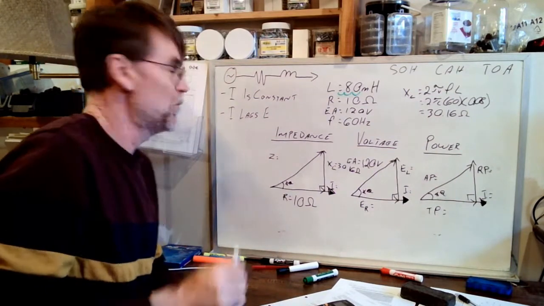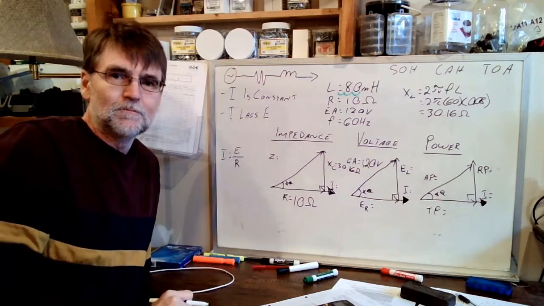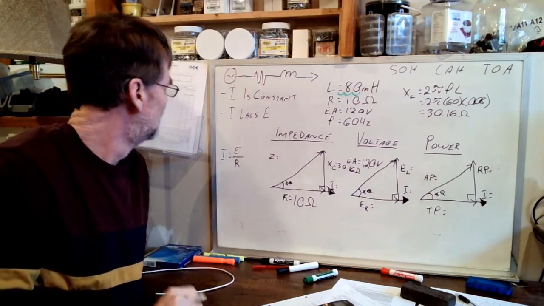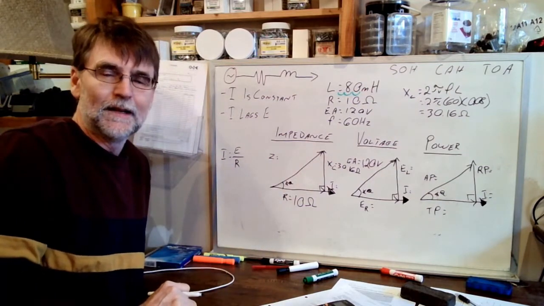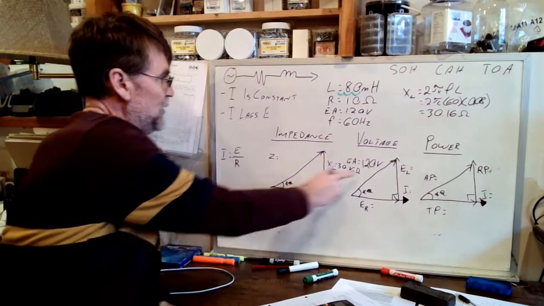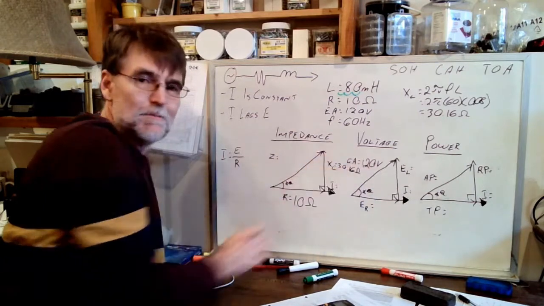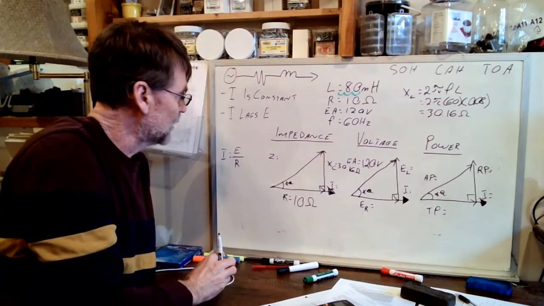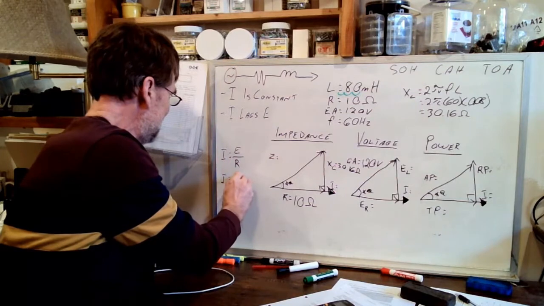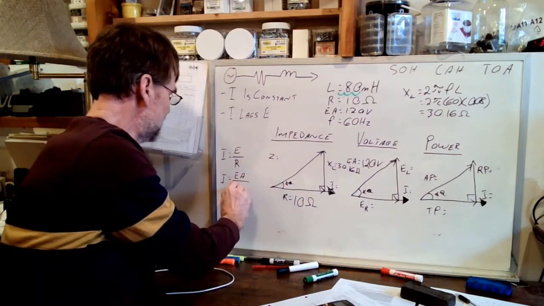So here's an equation we all know. I equals E over R. Fantastic. Do we know E? Well, we have one version of E. Do we know R? Well, we have two versions of R. Can we find I? No, we can't. If we do 120 divided by 30, or we do 120 divided by 10, we are mixing and matching the sides of our triangle. So we need to make a decision here. So I equals EA over, EA is the hypotenuse, it's going to have to be over Z.